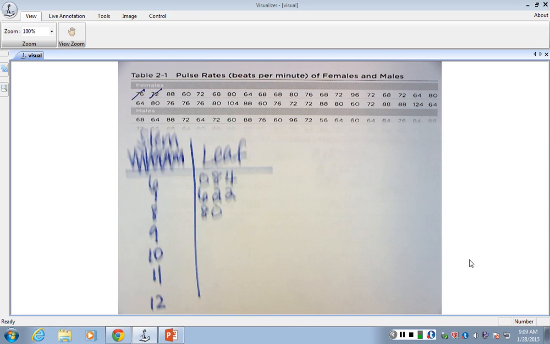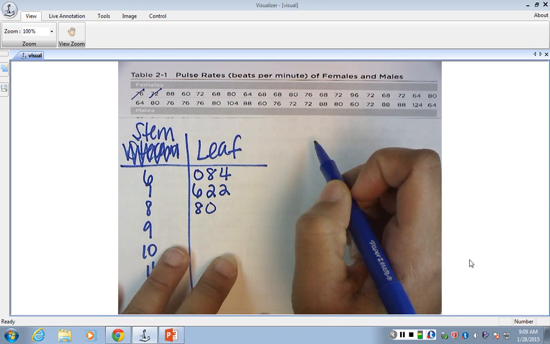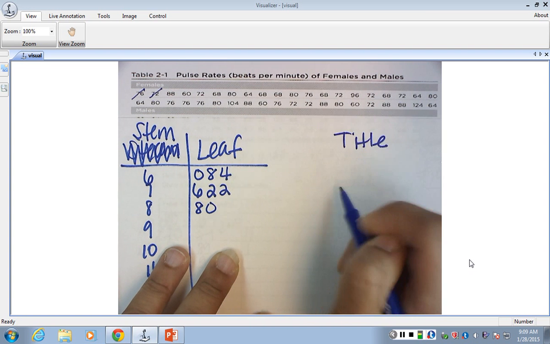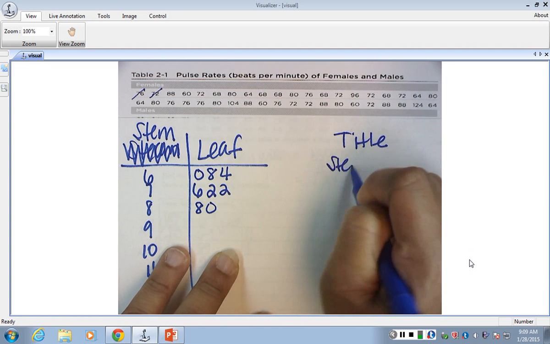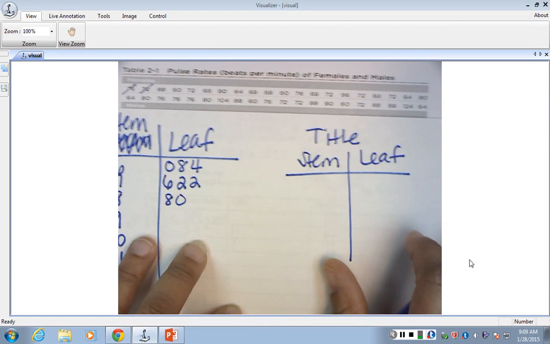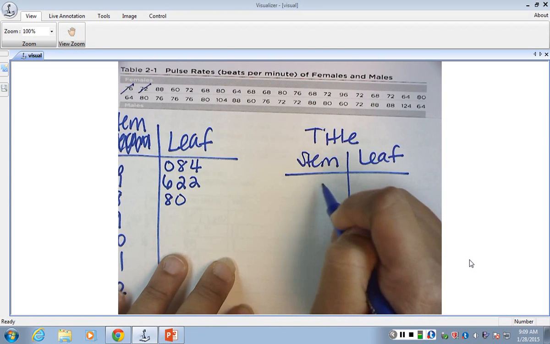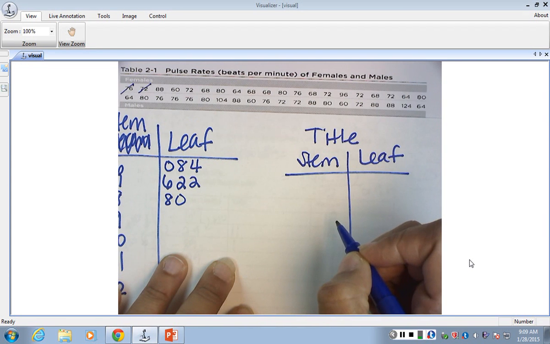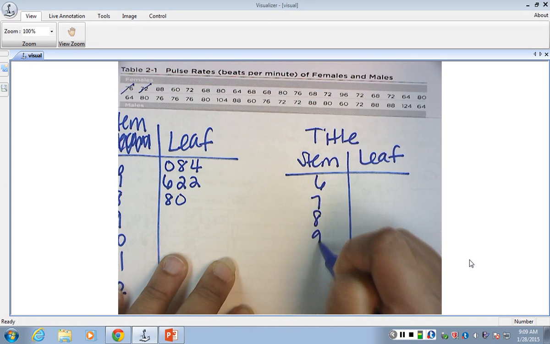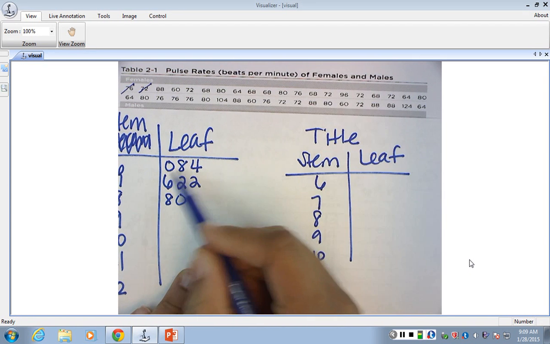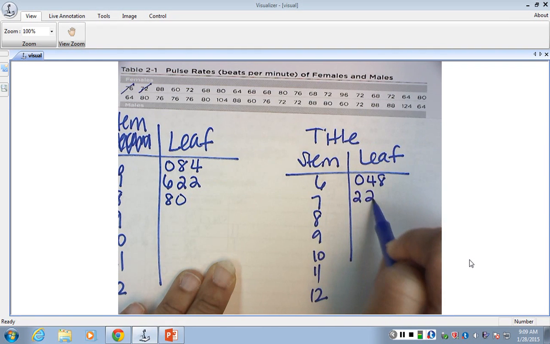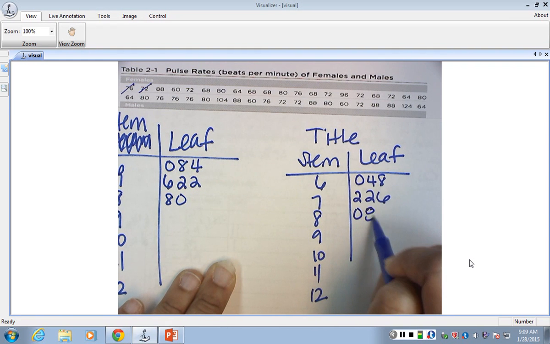So now, my real one, first of all, I would need a what going across the top? Title. I'm going to be lazy and just put title. So you have a title, okay? Then you've got your stem, and you've got your leaf section, okay? So you have 6, 7, 8, 9, 10, 11, 12. So then I would then have this going 0, 4, 8. I would have the 2, 2, 6, 0, 8, and then so forth, right?